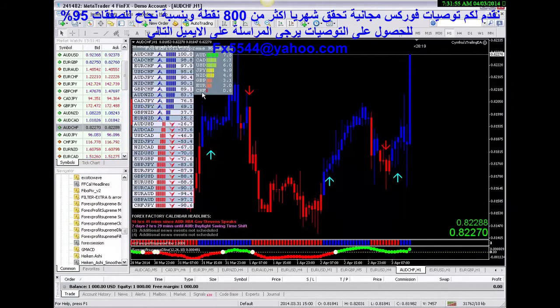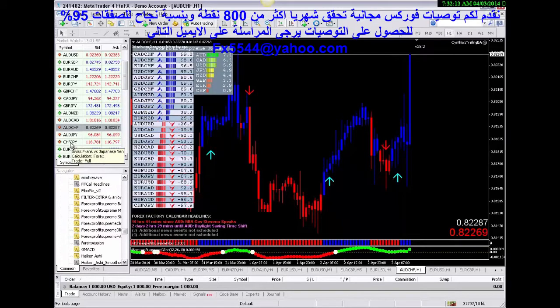So they're selling the franc, okay? And against it, against the pair, they're buying the yen. Let's look at where the yen is. The yen is a lot stronger. So now let's go look at the chart. And this is a trick.